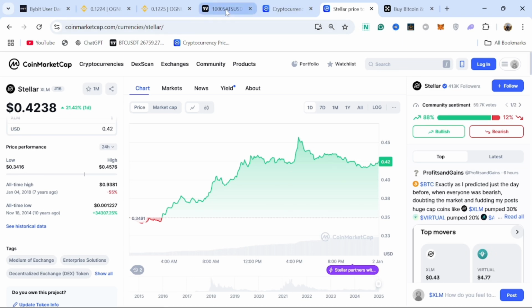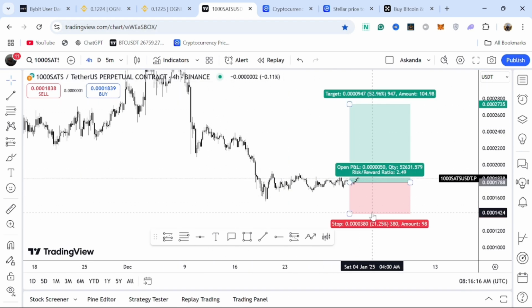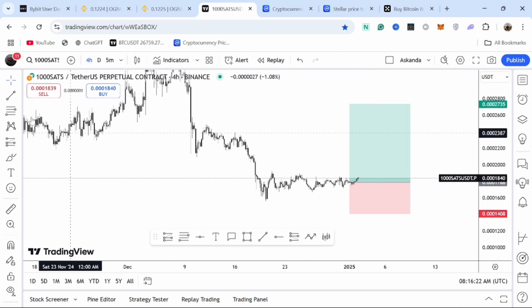I'll now go to my trading chart, which is technical analysis. So this is a trade that I took with my community members. You guys can see it's now in profit. We took it yesterday. You just copy and paste with the strategy and you can start cashing out.